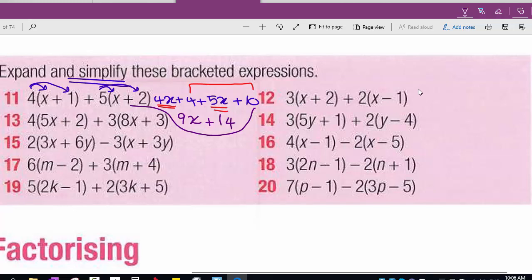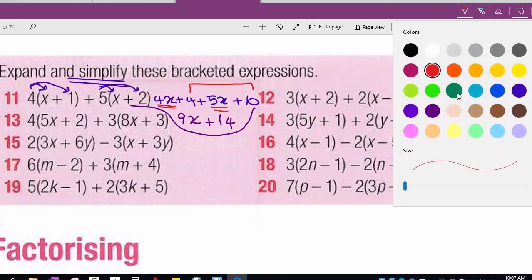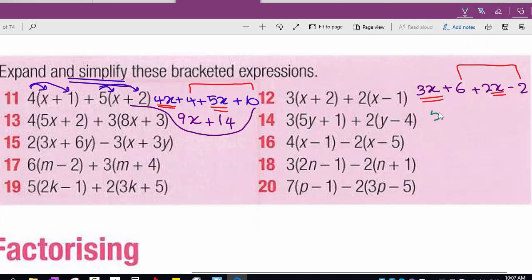3 times x, 3x, plus 3 times 2, 6, plus 2 times x, 2x, minus 2. 2 times negative 1 is negative 2. Now we have like terms. 3x and 2x are like terms. 6 and negative 2 are like terms. Then 3x plus 2x is 5x. 6 plus negative 2 will be positive 4. So this is the final answer for question 12. Now let's do 17.